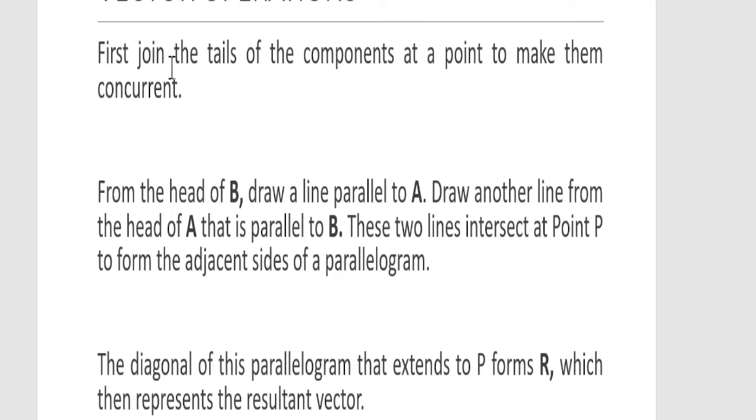As I mentioned, first you need to join the tails of the components at a point to make them coincident. From the head of vector B, draw a line parallel to A. Draw another line from the head of vector A that is parallel to vector B. These two lines intersect at point P to form the adjacent sides of the parallelogram, and the diagonal of this parallelogram that extends from the point will form the vector R, which represents the resultant of the two vectors after the addition.